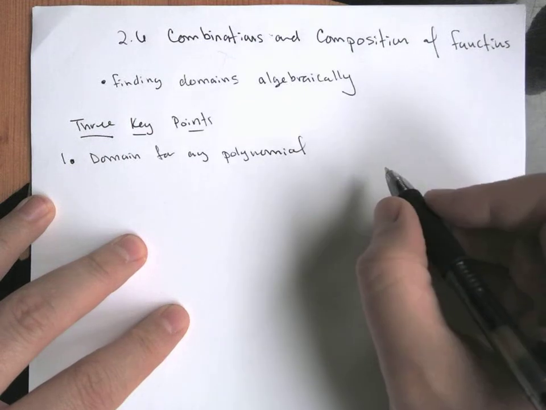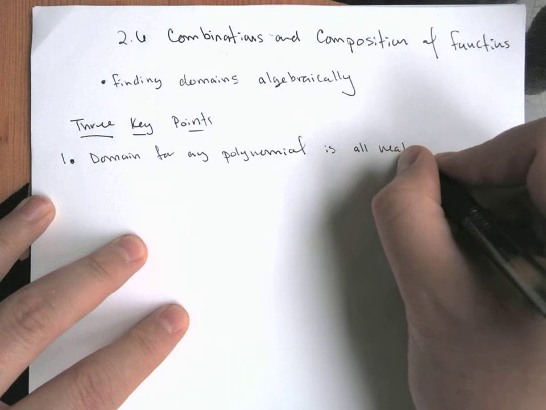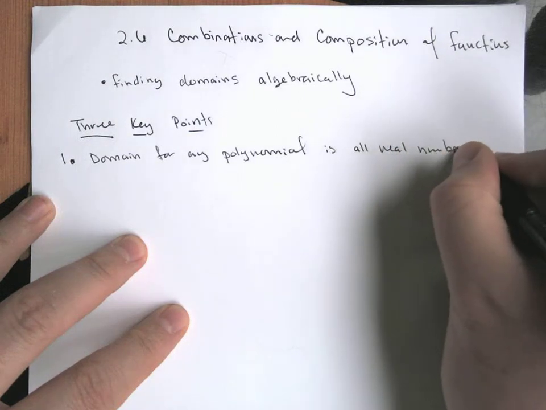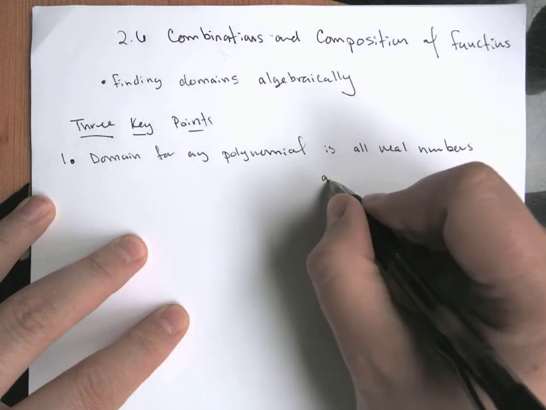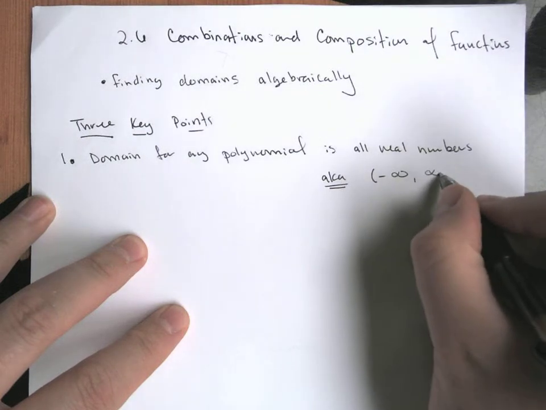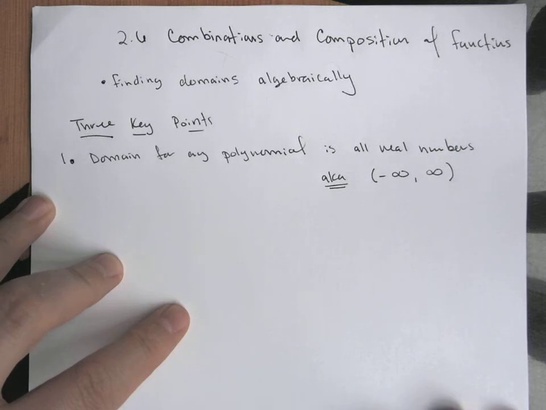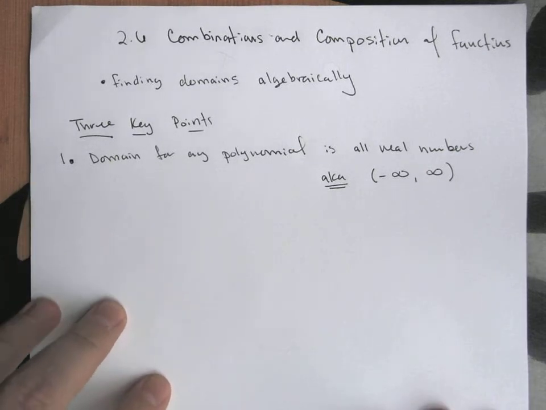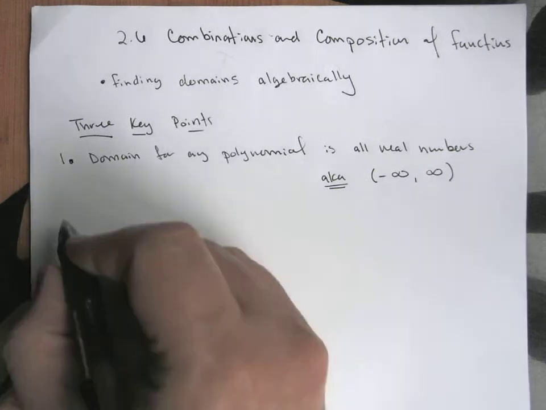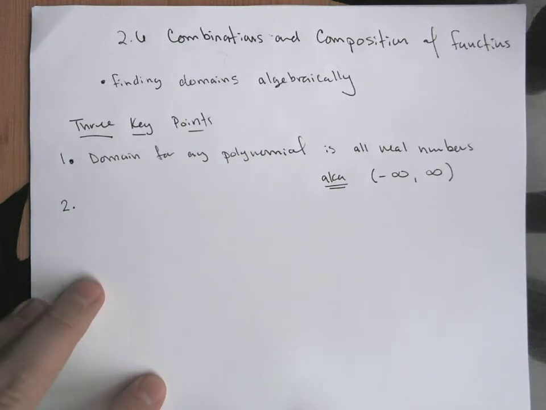So the domain for any polynomial is what we would call all real numbers, right? AKA, as an interval, it's just going to run from negative infinity to positive infinity. All the possible numbers are fine for any polynomial. So if we're looking at domains and we see a polynomial, just right off the bat, without having to think too hard about it, we're just going to say all real numbers work.